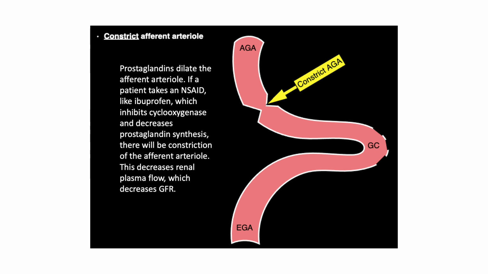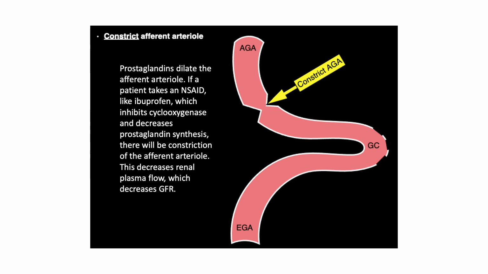So you'll see on the graphic that you have the afferent glomerular arteriole bringing blood into the glomerulus to be filtered at the glomerulus, and then you have blood exiting through the efferent glomerular arteriole. And blood flow into the afferent glomerulus is really controlled by prostaglandins. So prostaglandins will dilate that afferent arteriole, and if a patient is taking a medication like a nonsteroidal anti-inflammatory like ibuprofen, that's going to inhibit production of prostaglandins by cyclooxygenase.